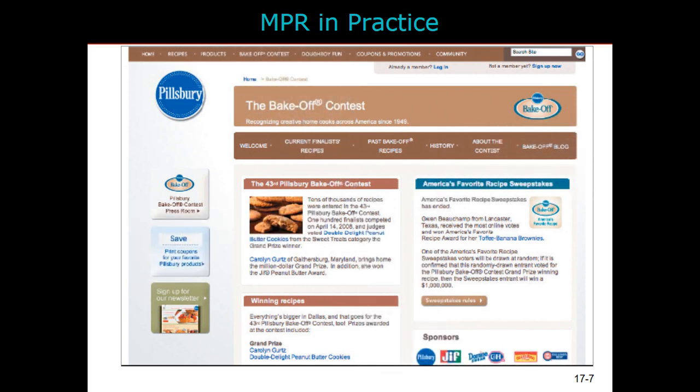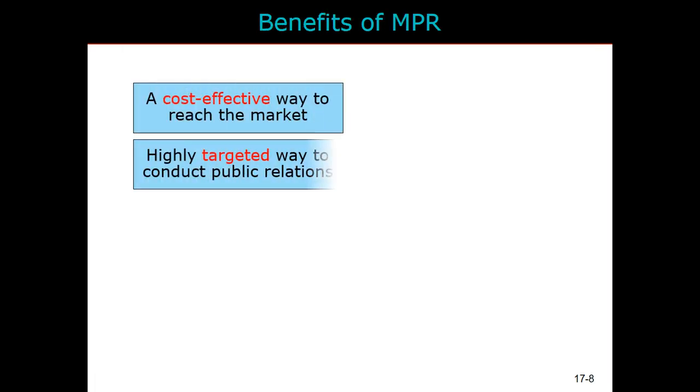This is an example of marketing PR in practice by Pillsbury. They have this bake-off contest, the 43rd Pillsbury Bake-Off Contest, with terms, conditions, winning recipes, America's favorite recipes, and sweepstakes. All of these use marketing PR work to help maintain their brand, Pillsbury.